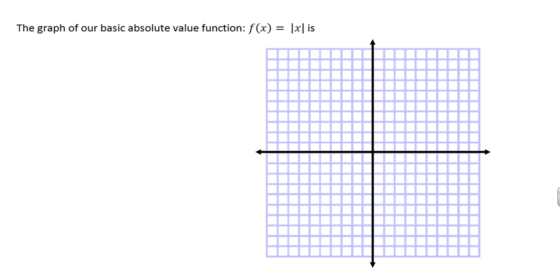The graph of the absolute value function, absolute value of x, is 2 linear lines. A straight line y equals x, as long as x is greater than or equal to 0. And a line y equals negative x, so through the origin with a slope of negative 1, as long as the inputs, the x values, are less than 0. So we get that V-shaped graph.